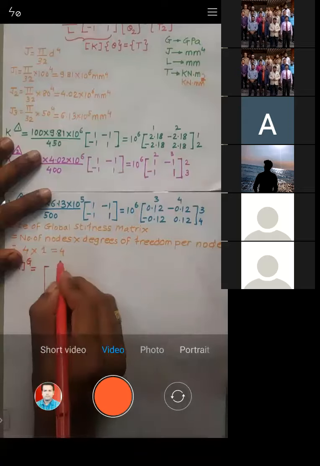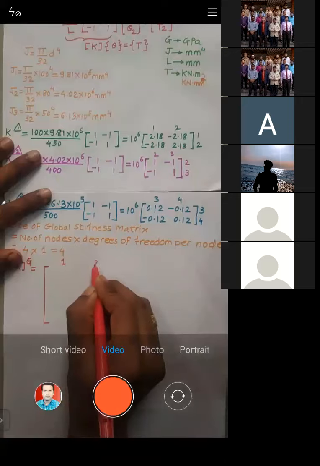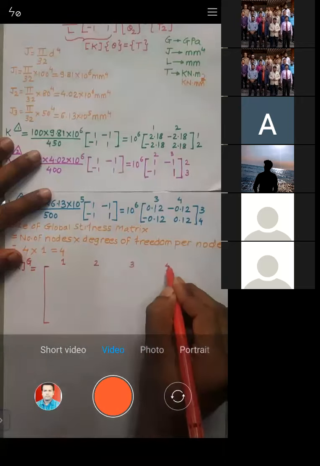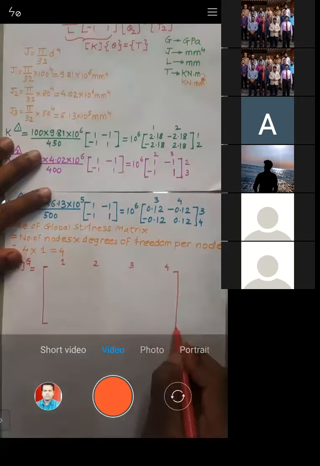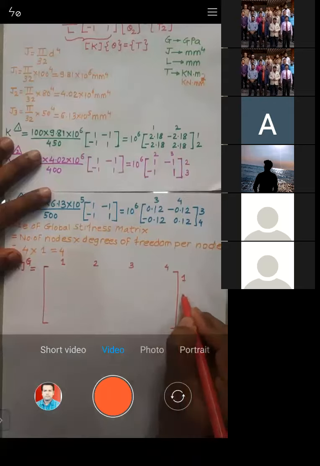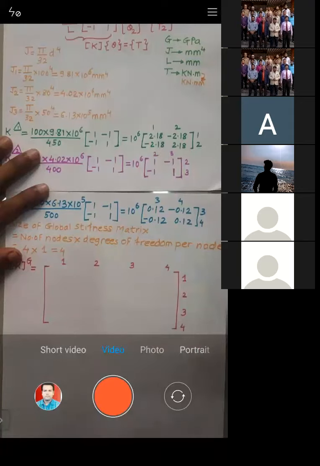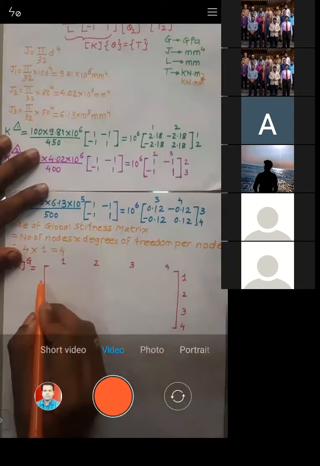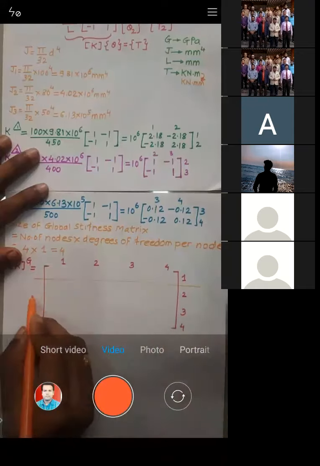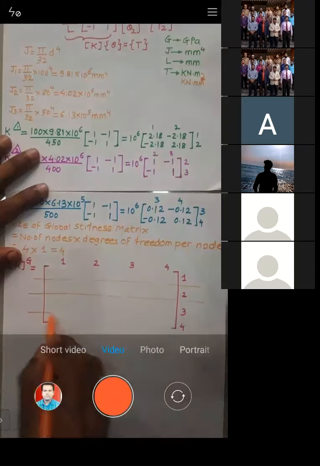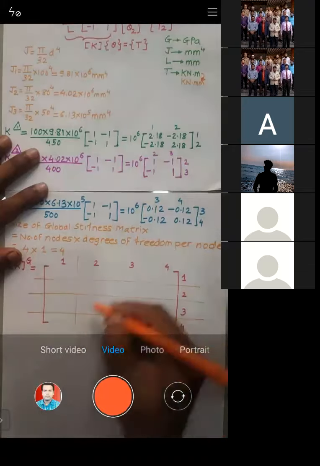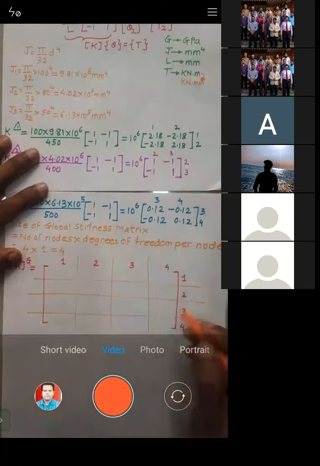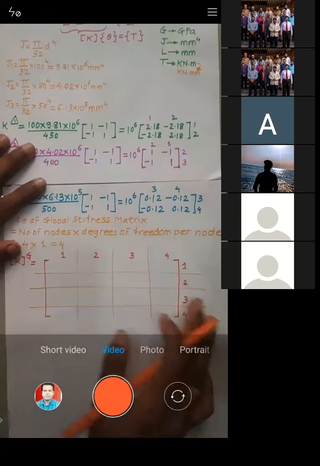Yeah, so this is first column, second column, third column, and this is fourth column. Here also I'll make 1, 2, 3, and 4. Now what I will do, I'll just mark these rows and columns, so it is easy for us to pick the element and place within a global stiffness matrix.